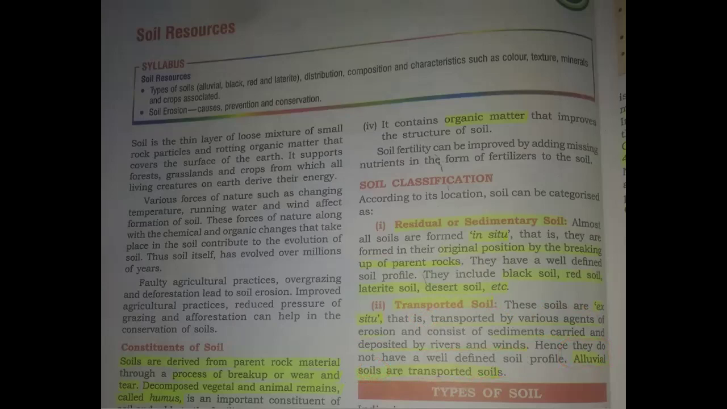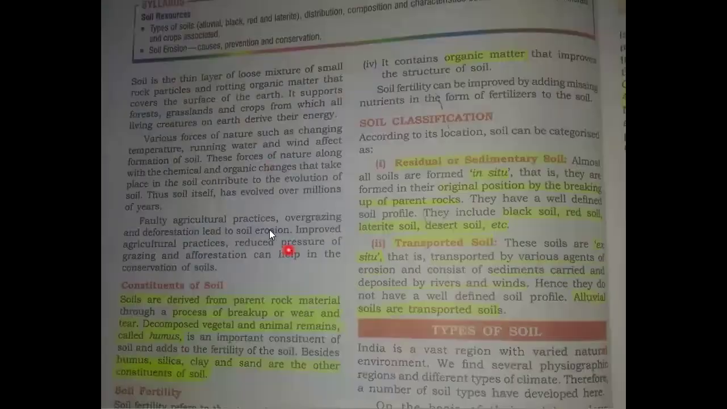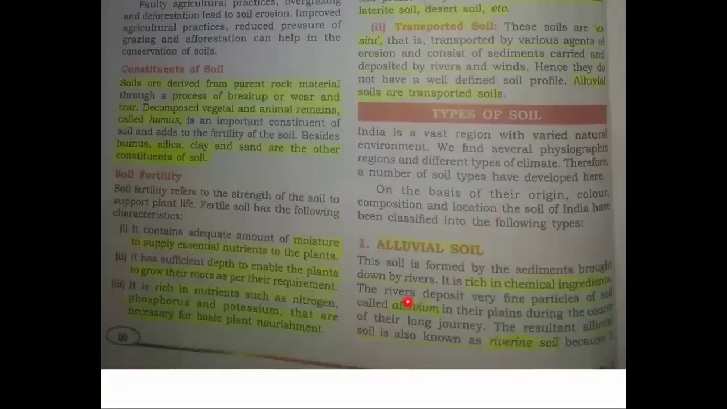Then we have, you may be wondering, what is this? Black soil, red soil, laterite soil, desert soil, alluvial soil, etc. It's basic. It's known as types of soil. So first thing we're going to learn about is alluvial soil. Though we have a table in upcoming pages about these different types of soil, but still we're gonna go through it because it'll help you in some way.